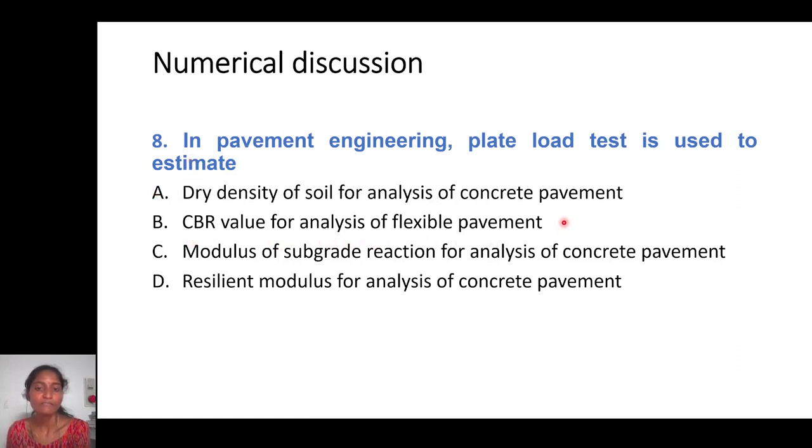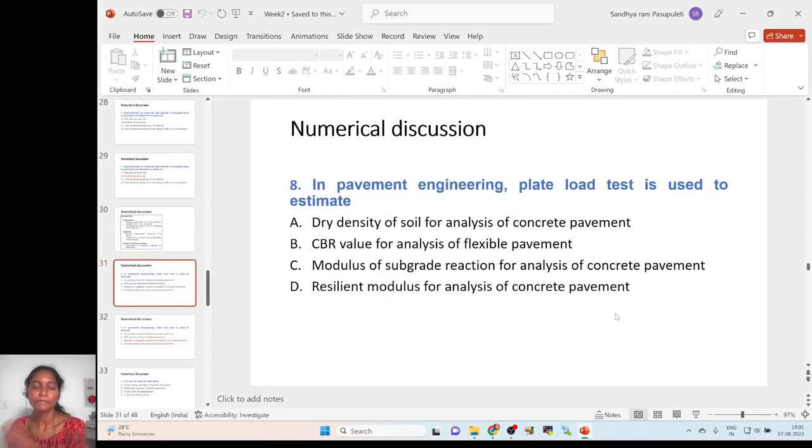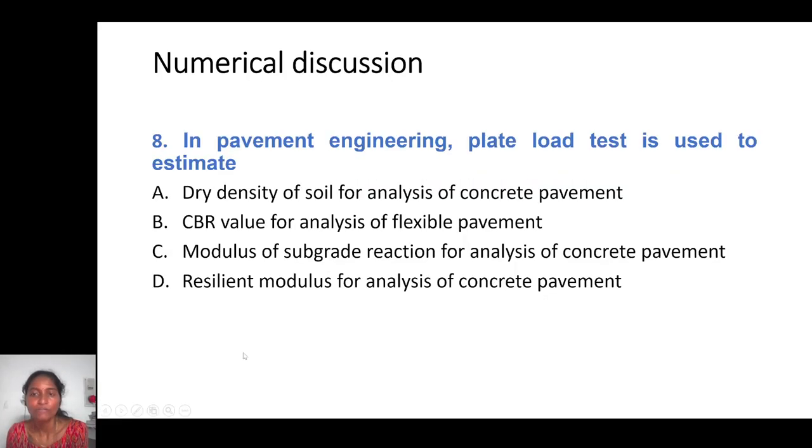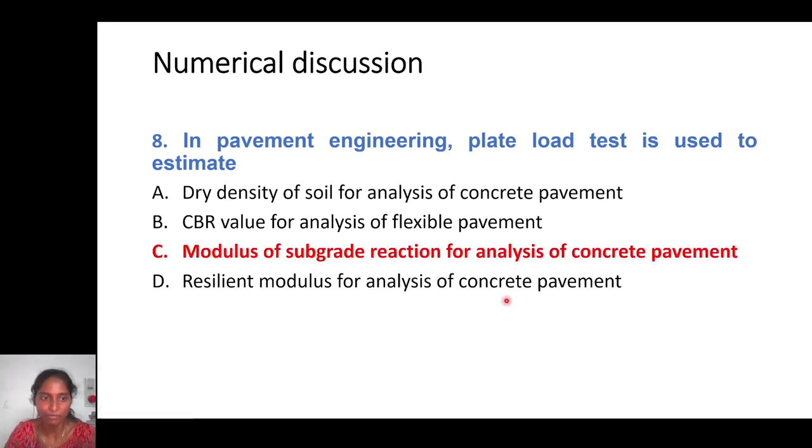Option B: CBR value for analysis of flexible pavement. I don't know whether this is correct or not, because we are doing this plate load test for subgrade, and CBR is somewhat related to that. Let us move further. C: modulus of subgrade reaction for analysis of concrete pavement. D: resilient modulus for analysis of concrete pavement. Which option do you think? Yes, usually we do this test to determine the modulus of subgrade reaction for analysis of concrete pavement. Corresponding to 1.25 mm of deflection, the pressure that needs to be applied, as a ratio, gives the modulus of subgrade reaction.